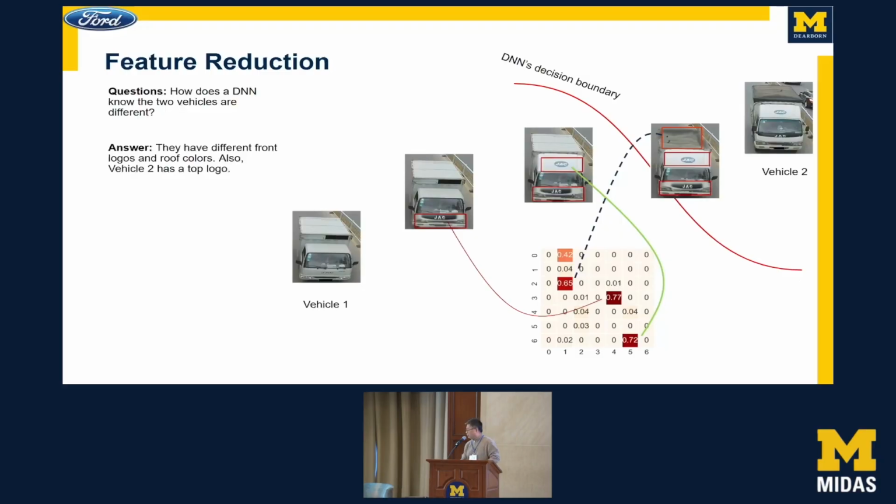Then I can answer your question of how the DNN model knows the two vehicles are different. My answer is they have different front logos and roof colors. Also, the second vehicle has a top logo. That's all.